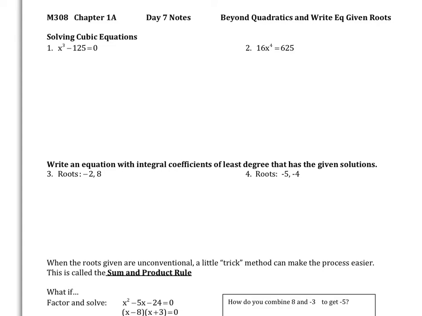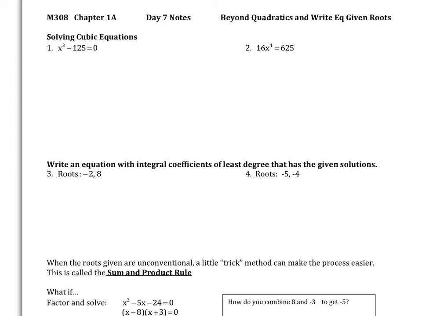Alright, hopefully everything went well yesterday with the quadratic formula and completing the square. Today we're going to talk about solving equations that go beyond quadratics, such as cubics and fourth roots. And then we're also going to talk about what if I tell you the roots, can you write the equation? I'm going to actually teach you two methods for this, but let's start with the solving.